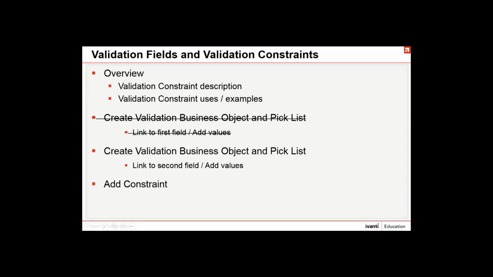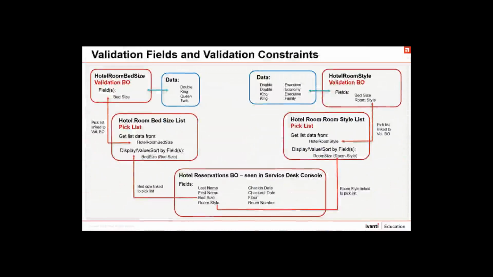And first, I'm going to show you a little diagram to help make sense of this. What you're looking at down here on the bottom is the business object that is seen in the Service Desk Console or UI. And so it already has all of these fields here. Our ultimate goal is for the reservation clerk to be able to choose the size of bed the customer wants and then see which room styles are available with that size bed. So the room styles, we've got like economy and, I don't know, executive and things like that. So that's what we're going to do.